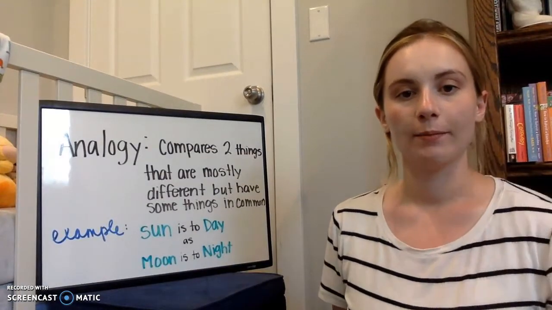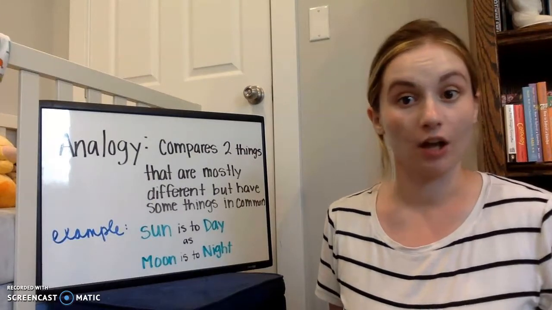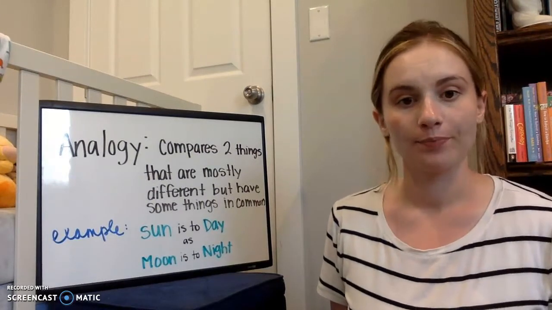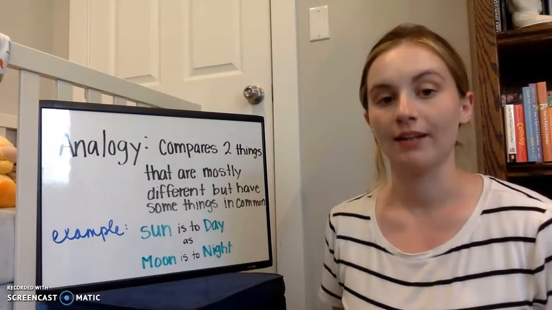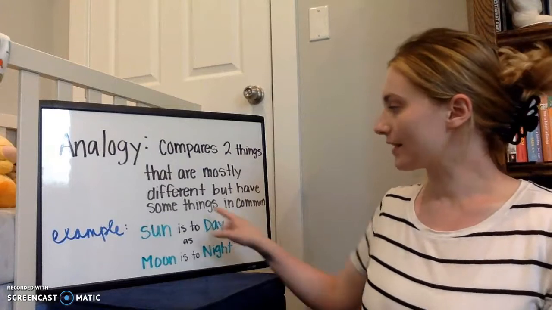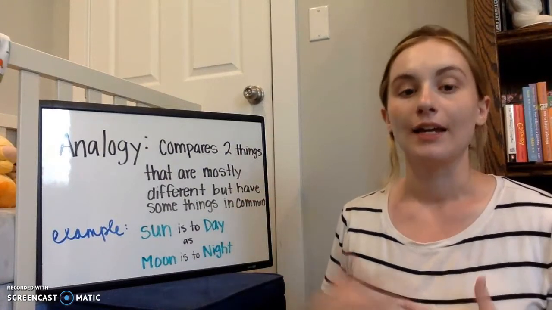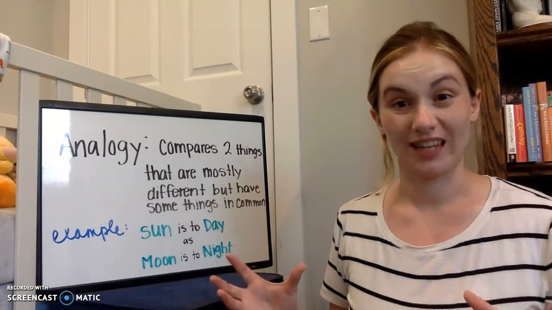An analogy compares two things that are mostly different but have some things in common. An example: sun is to day as moon is to night. This is how we say analogies. We use "is to" in order to compare the two things, all right?